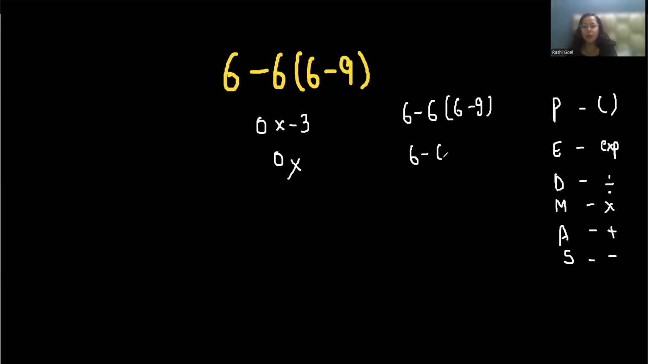So first solve the parenthesis. 6 minus 9 is minus 3, and when you remove the bracket, you have to put the multiplication sign. So now 6 times 3 is 18, and minus 6 times minus 3 gives plus 18, and 6 plus 18 is 24.